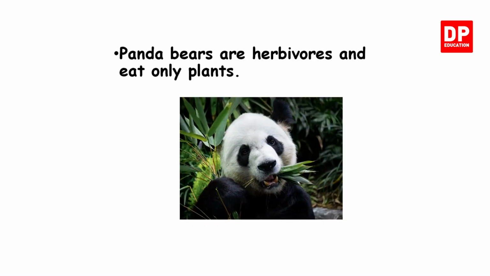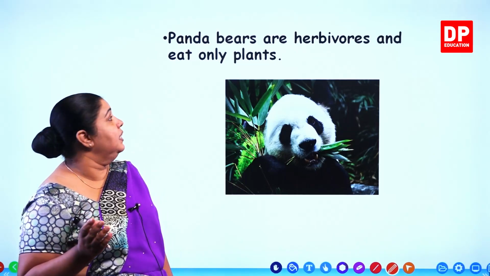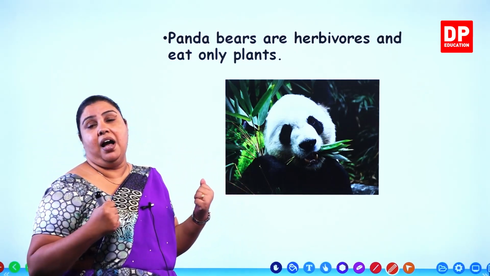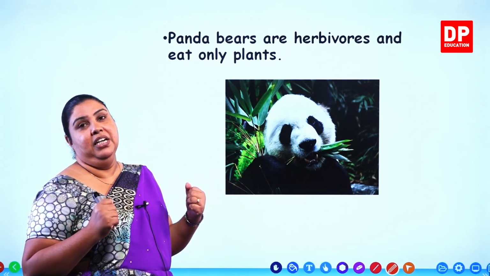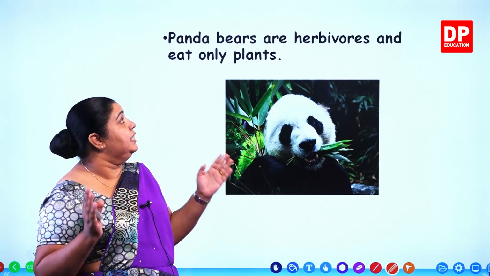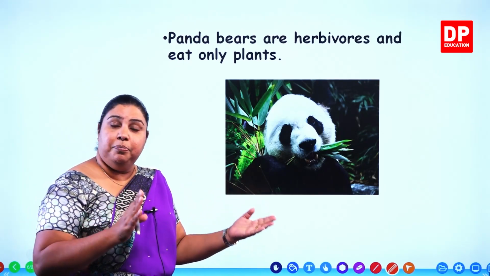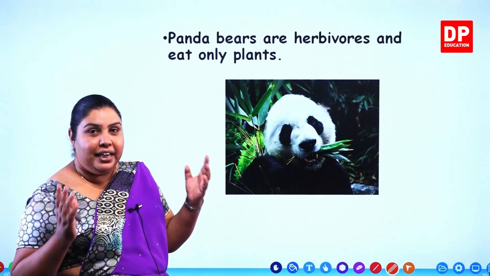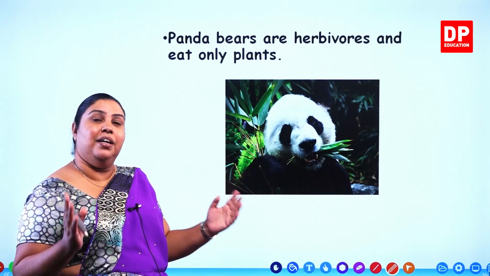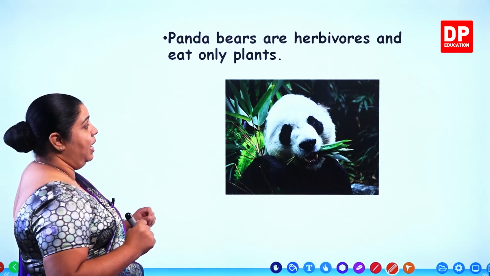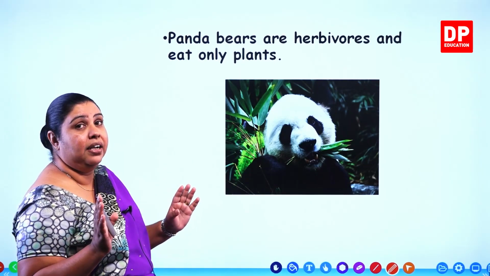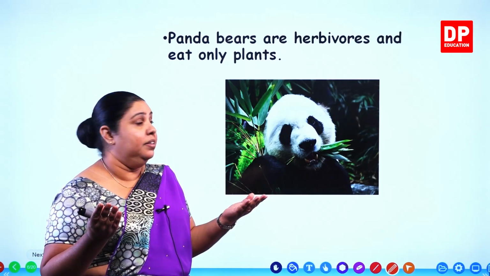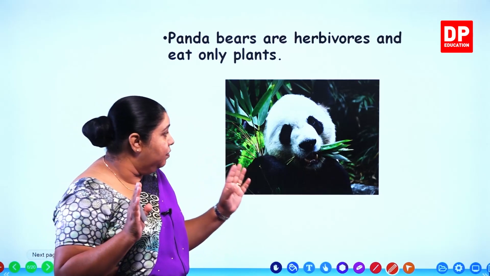And then we have the other bears like panda. The panda bear eats only plants. Pandas eat only plants because panda is also a bear. Pandas belong to the bear family. So panda is a herbivore and it eats only plants. While the polar bear eats only meat, the panda eats only leaves. Same kind of animal, but what they eat is different. Now pandas live in China, not in Sri Lanka. We don't see pandas even in Sri Lankan jungles or anywhere. Pandas live only in China.